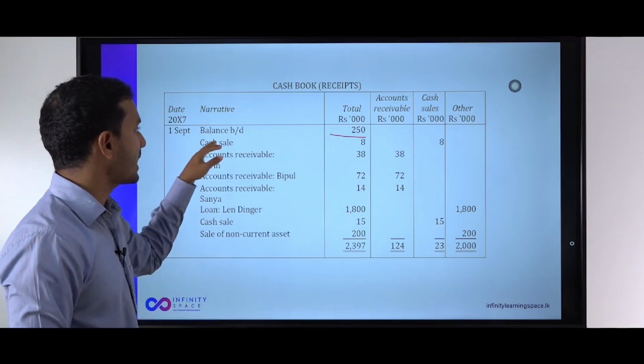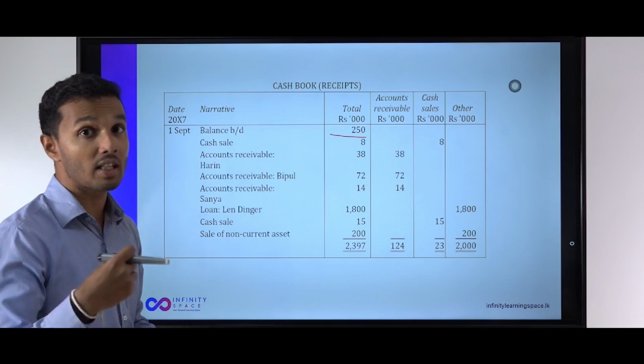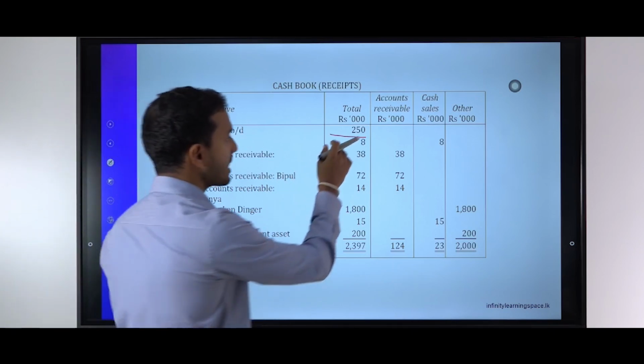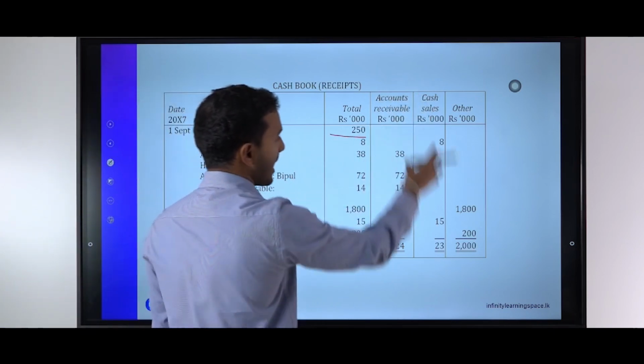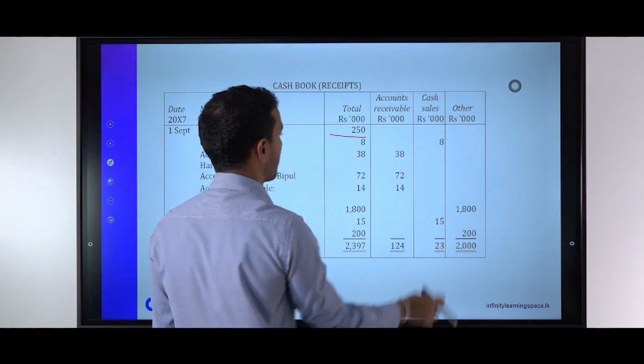Then we have done a cash sale. We have sold goods to a customer for cash. We received cash immediately. How much? 8,000. So we analyze it. We have 3 columns here. We put it under the cash sales column.